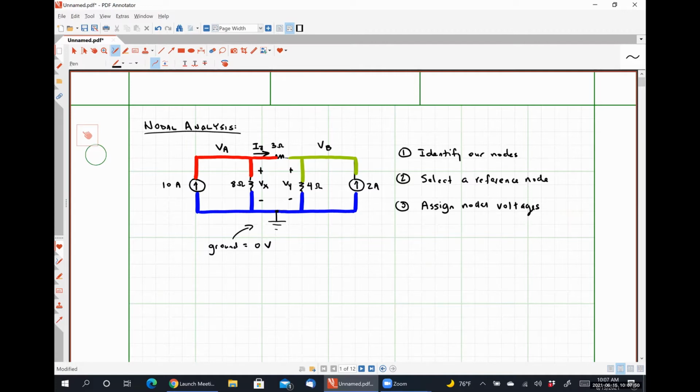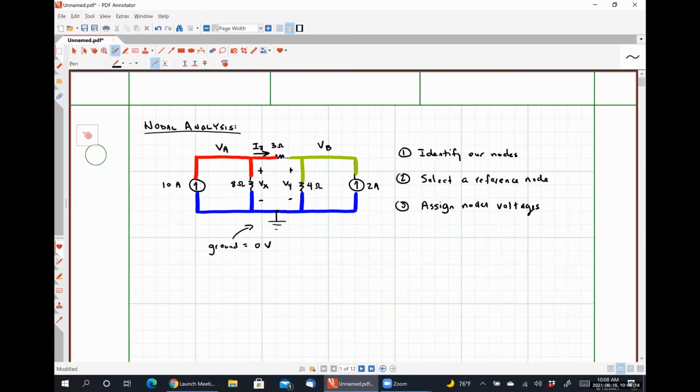So let me explain what these nodal voltages mean explicitly, okay? We know that a voltage is simply the difference in electric potential between two points in a circuit. So this nodal voltage A is effectively the positive polarity terminal, where ground is considered to be the negative polarity terminal.